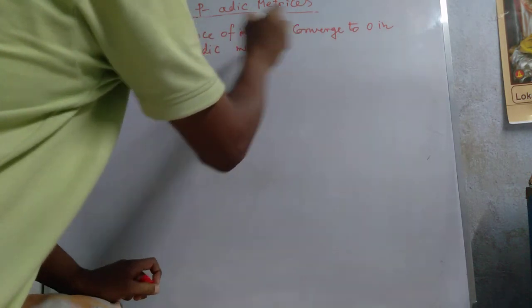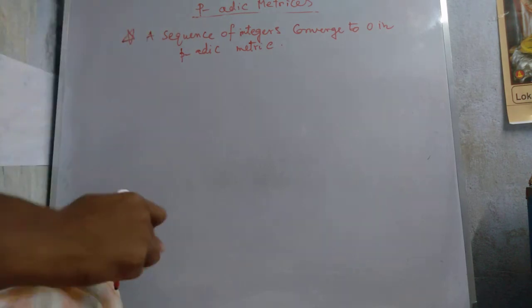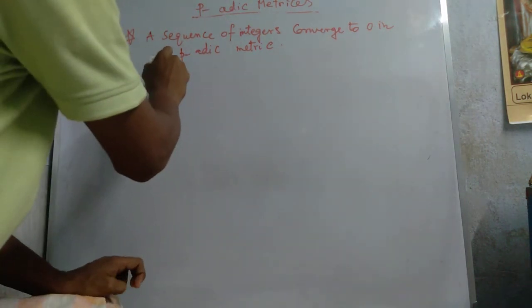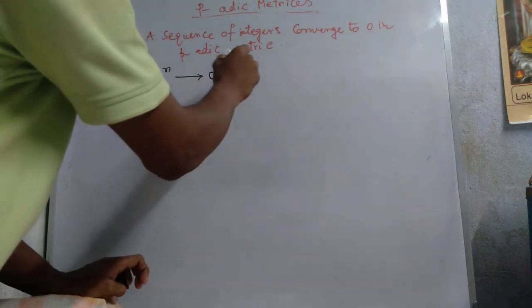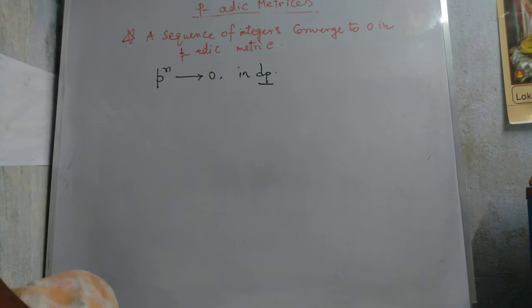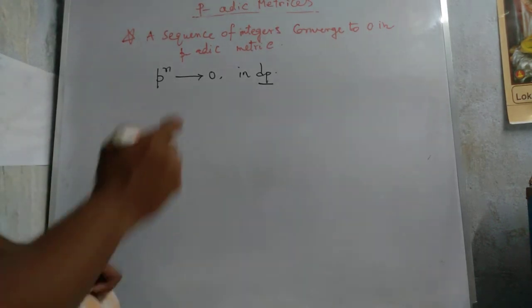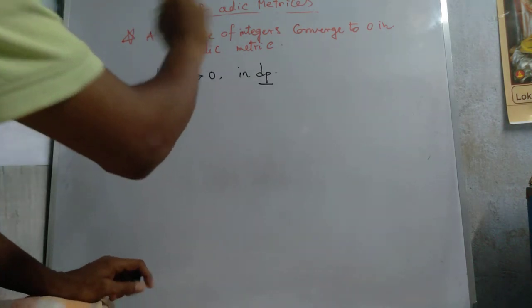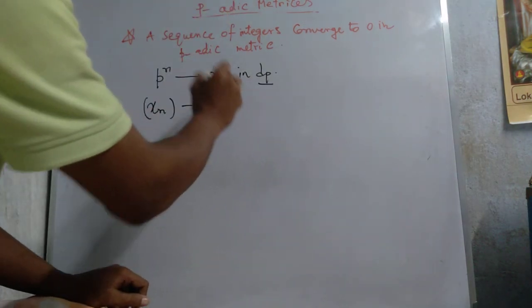Okay, this one is an important question. So easy, you will see that p to the power n converges to 0 in d_p. Okay, so we say that any sequence of integers x_n converges to 0.